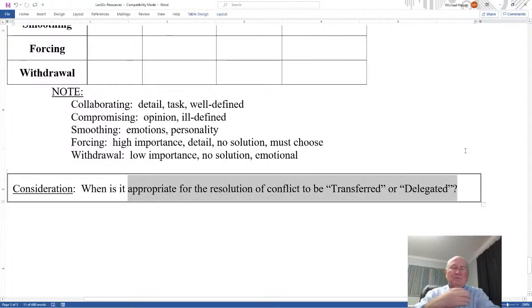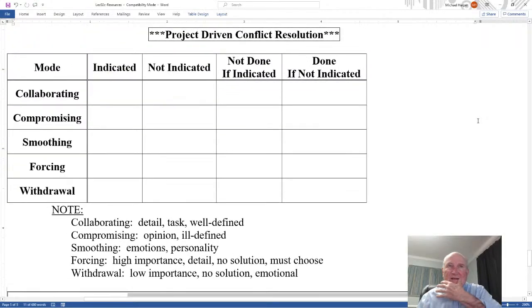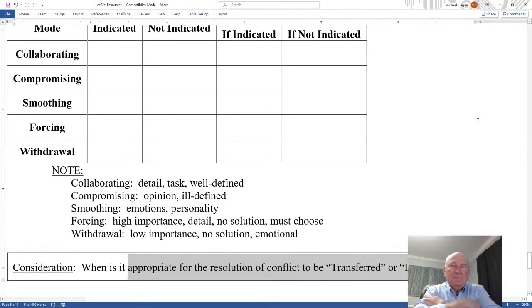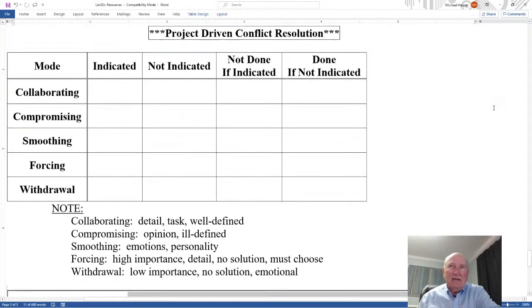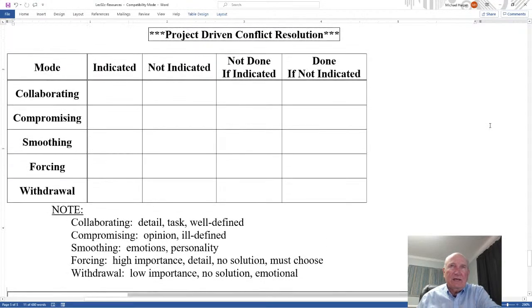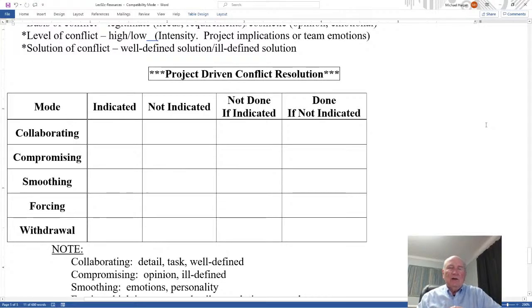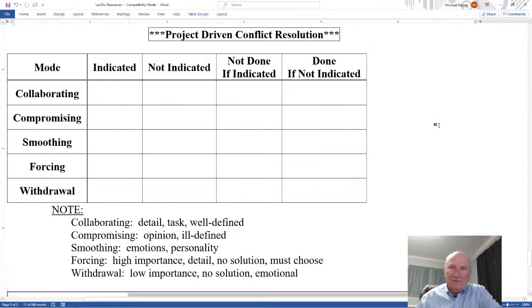Notice a lot of these are examples, and understanding the definitions of the modes of conflict resolution, when they're indicated, not indicated, and transferred or delegated, will then lead you to experience. And that's why project management is an art as much as a science, because every project is different.